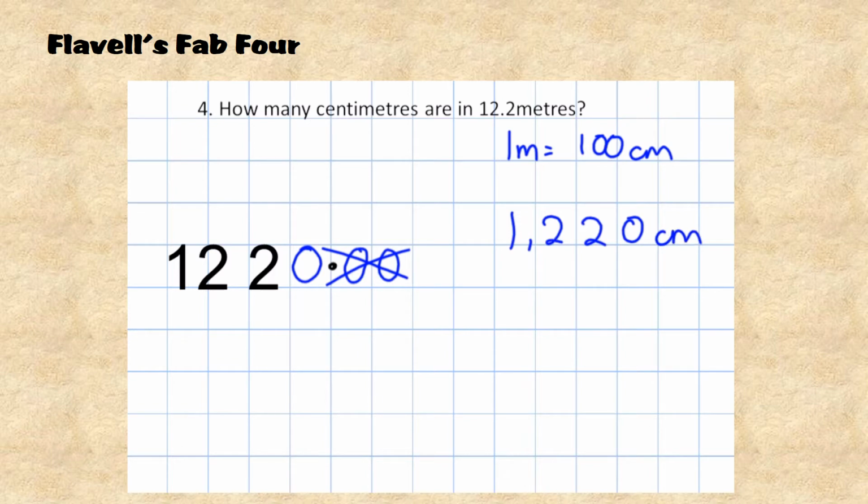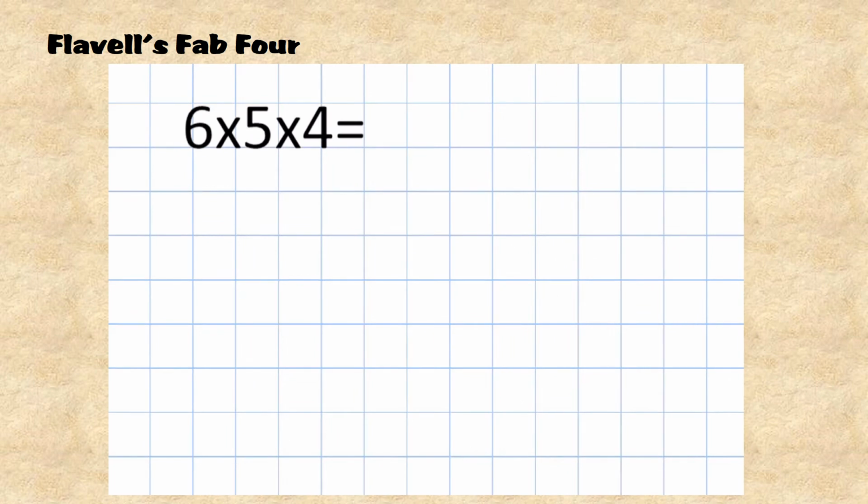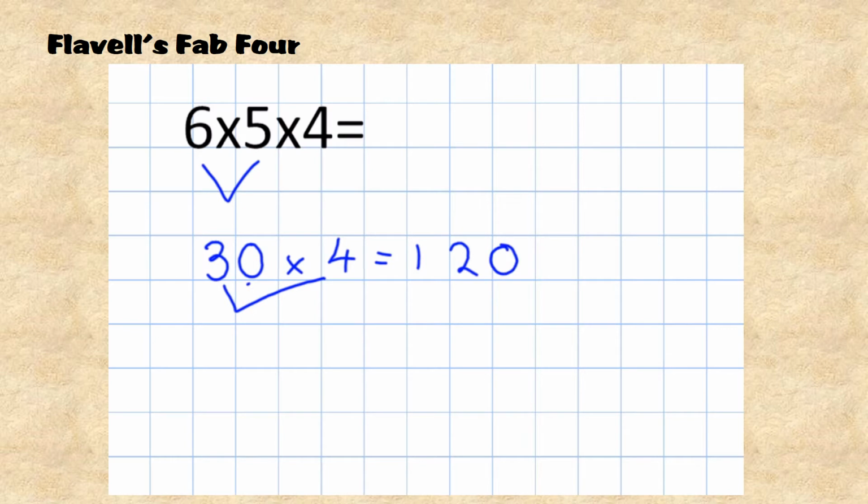1,220 centimetres. So we have 6 multiplied by 5 multiplied by 4. 6 times 5, so 5 sixes or 30. We're timesing that by 4, or 4 lots of 30. 3 fours are 12. Put your 0 on. Our final answer will be 120.